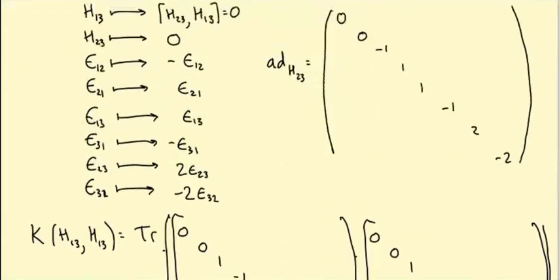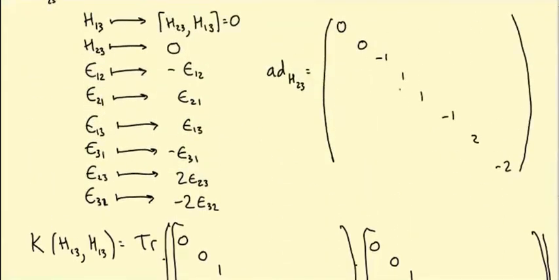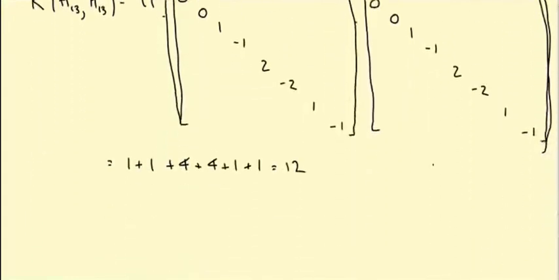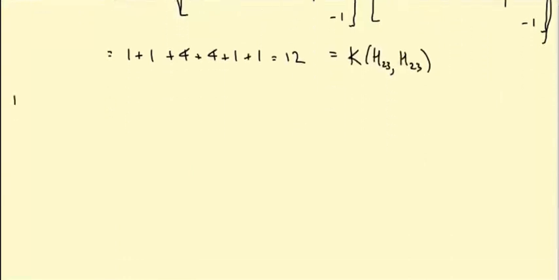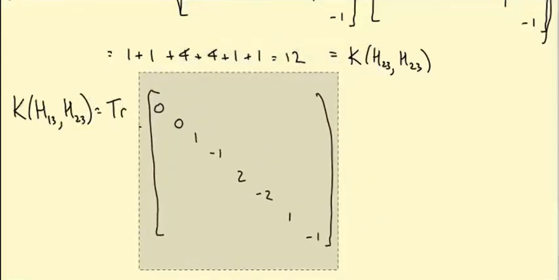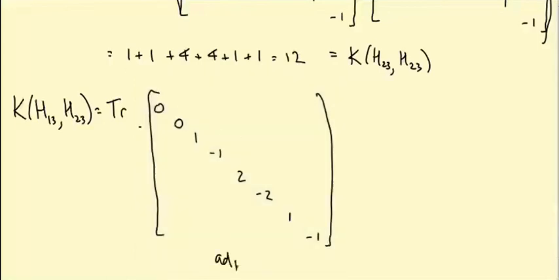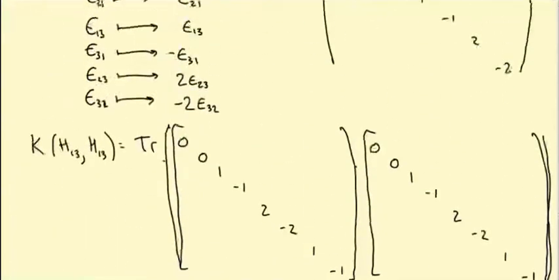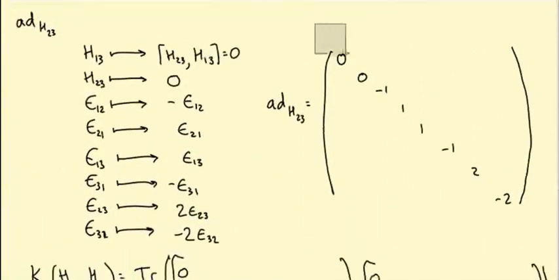And similarly, if you look at this matrix, the diagonal entries are basically the same, just permuted. Signs changed, so this is also going to be K of H23 H23. What about K of H13 H23? Well, I'm going to take the trace of, still there, this is ad H13. And then I want this one, which is ad H23.